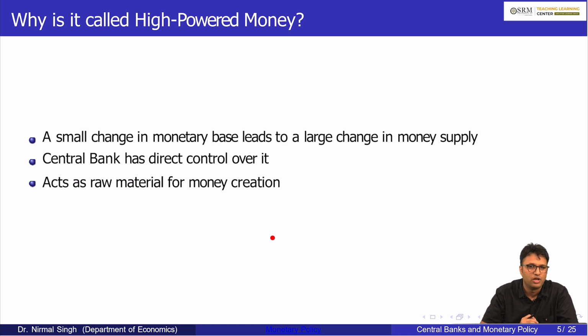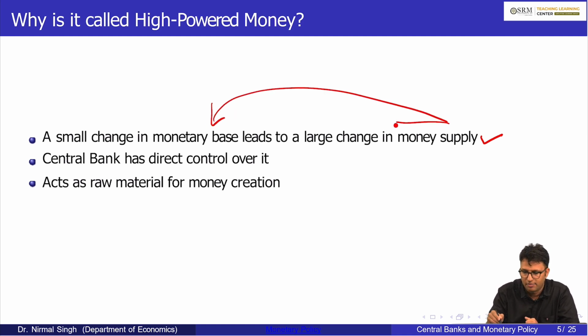Then we reach the total money supply in the economy. A few of the reasons why it is called high powered money is that a small change in the monetary base leads to a large change in the money supply. Here are a few things we need to take into account, specifically that the monetary base, or the high powered money, must be lower than the money supply in the economy.